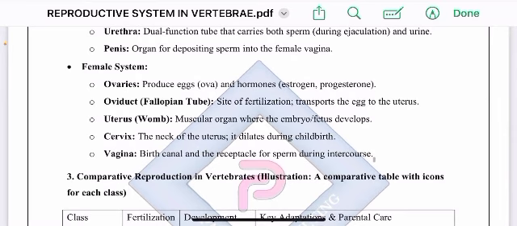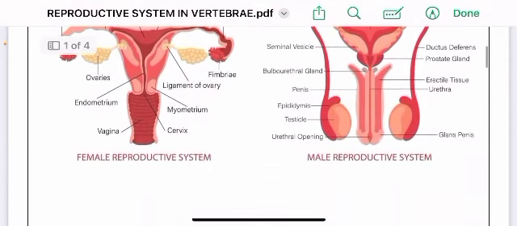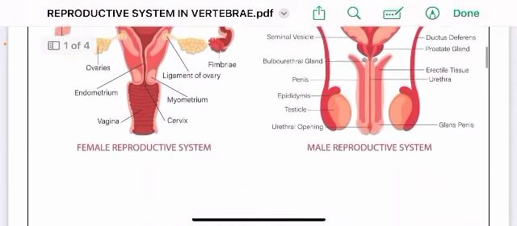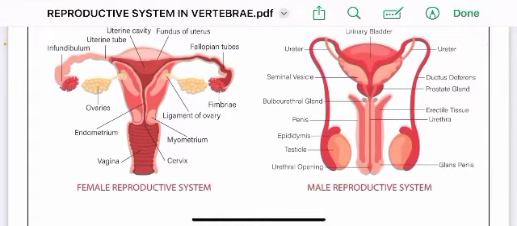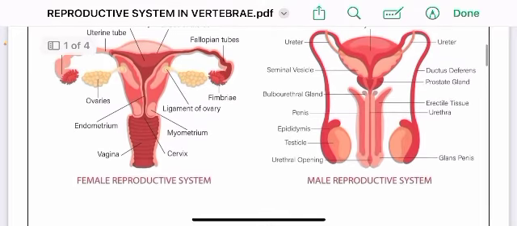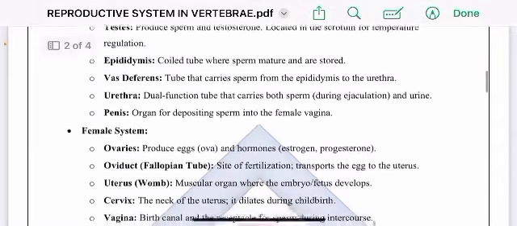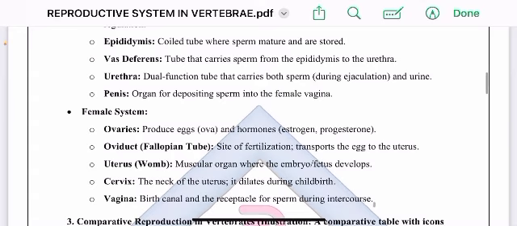Now the female system. We saw the ovaries. Now, when we're talking about the ovaries, for the ladies, we usually have menstruation every month. Now, this happens in regard to the ovaries. When they don't get fertilized, the ovaries produce eggs and hormones. These hormones are estrogen and progesterone.